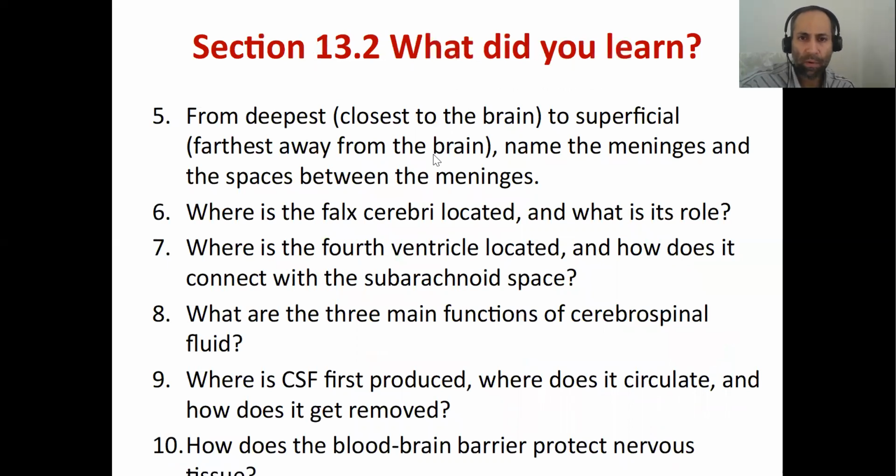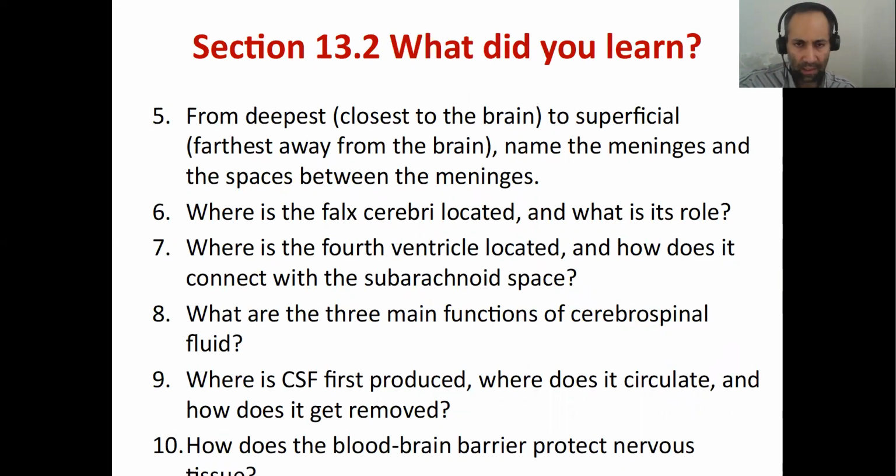So from deepest to superficial, name the meninges. So the deepest one is the pia mater, over which would be the subarachnoid space. That is where you find CSF, above which would be the arachnoid mater, above which would be the subdural space, above which would be the dura mater, above which would be the epidural space, in that order.